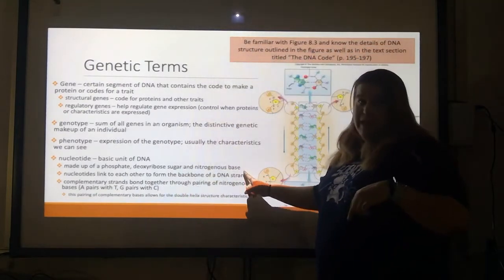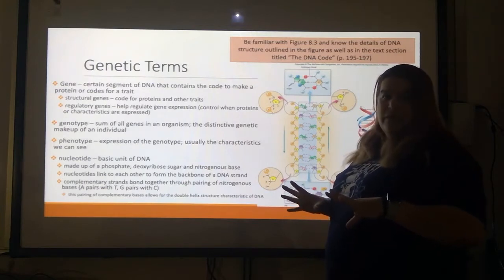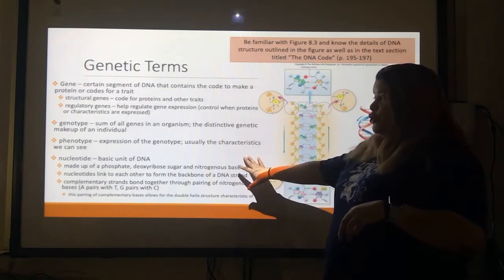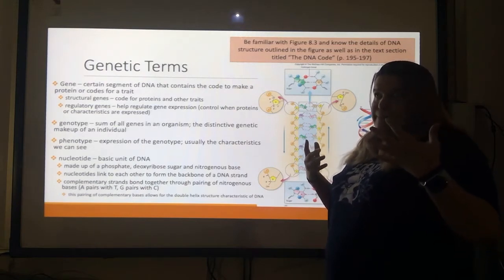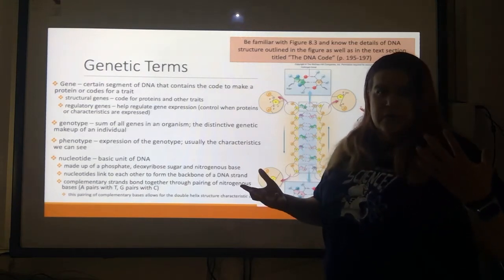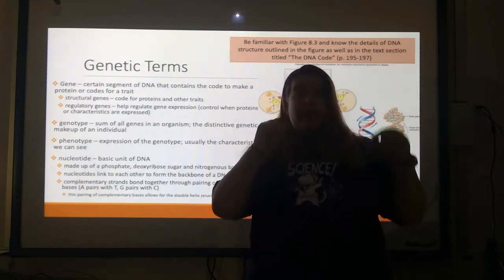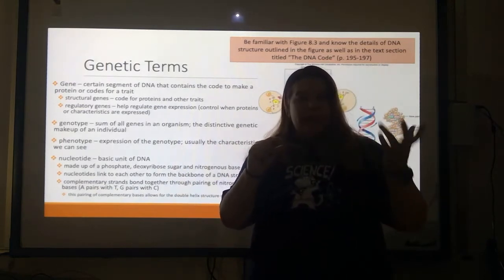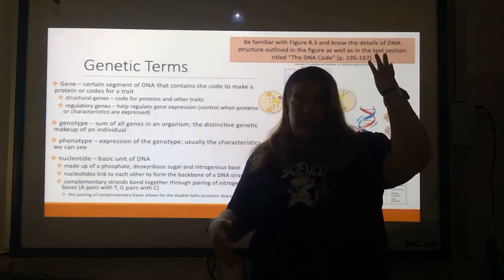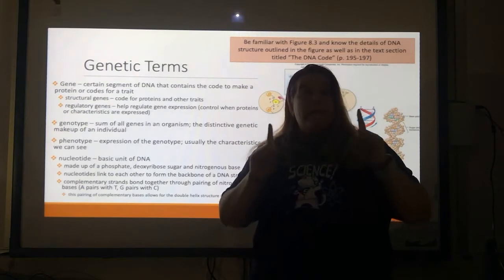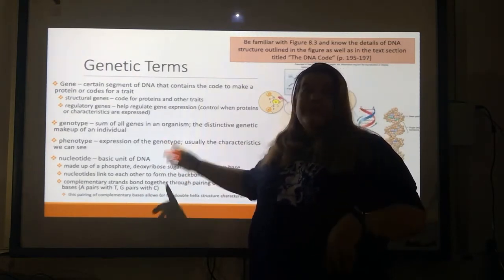A nucleotide is the basic unit of DNA. So if I were to talk about Legos and building a castle out of Legos, the basic unit would be the Lego. Just one Lego all by itself. Now I can put them together into this complex structure. I can build the Death Star if I want to, but the basic unit would be the individual Lego.